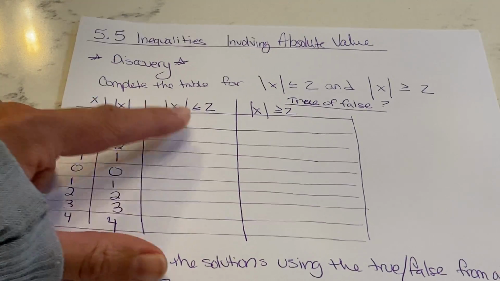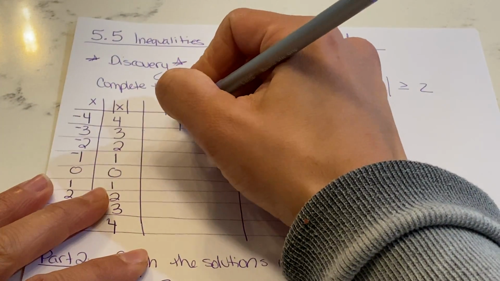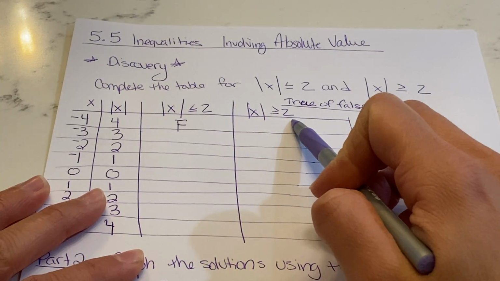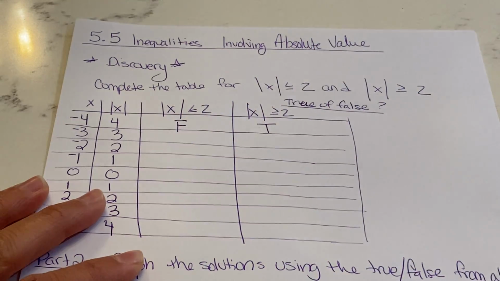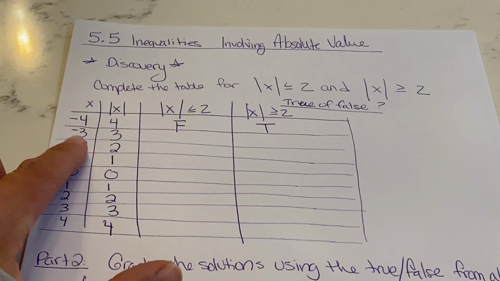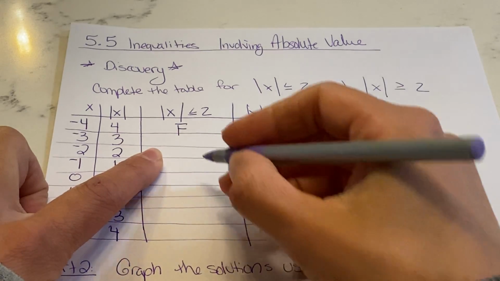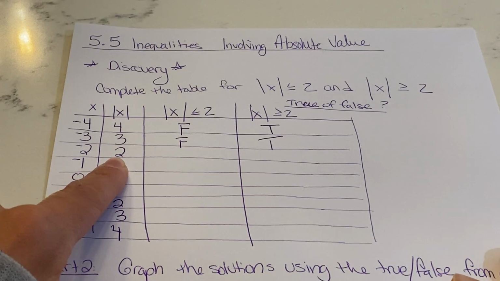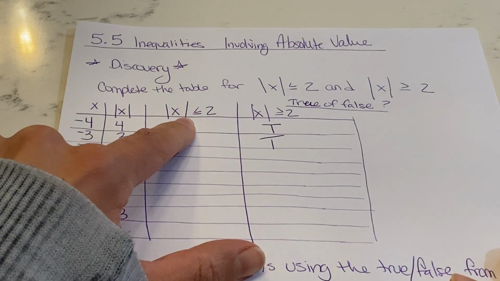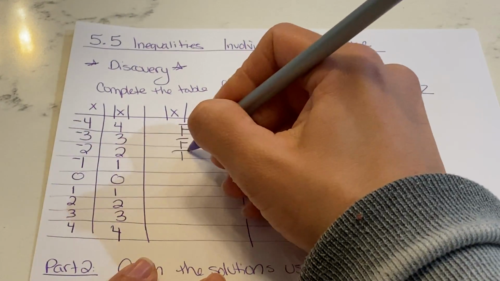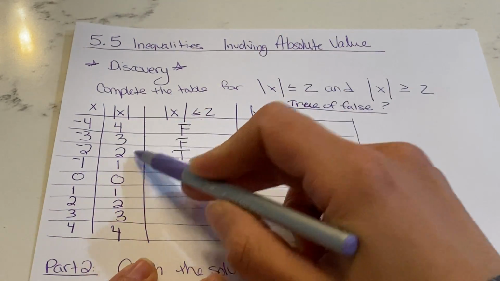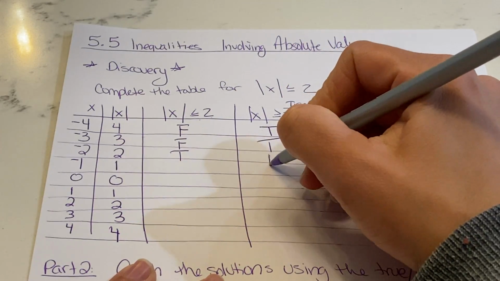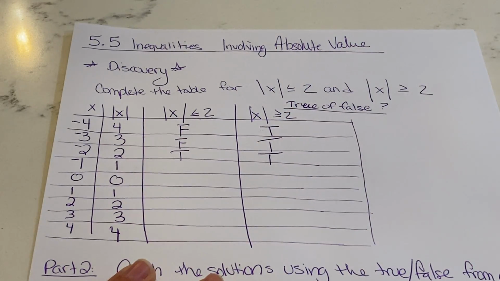So tell me, true or false? Is 4 less than 2? That's false, right? What about this one? Is 4 greater than or equal to 2? That's true, right? Now let's plug in 3. Is 3 less than 2? False. Is 3 greater than 2? True. Now let's plug in 2. Is 2 less than or equal to 2? Well, that's true because it's equal to 2. Now let's plug in 2 again here. Is 2 greater or equal to 2? It's equal, so it's true.